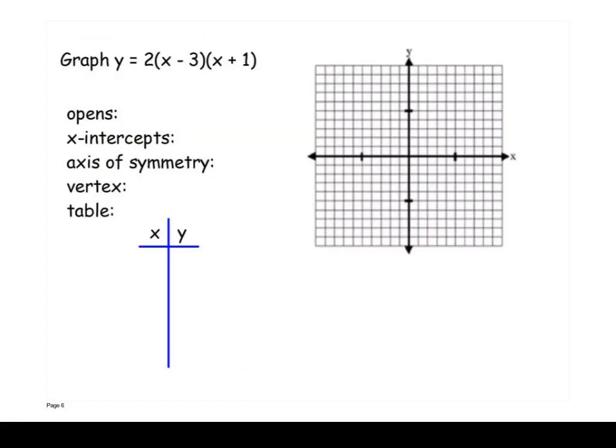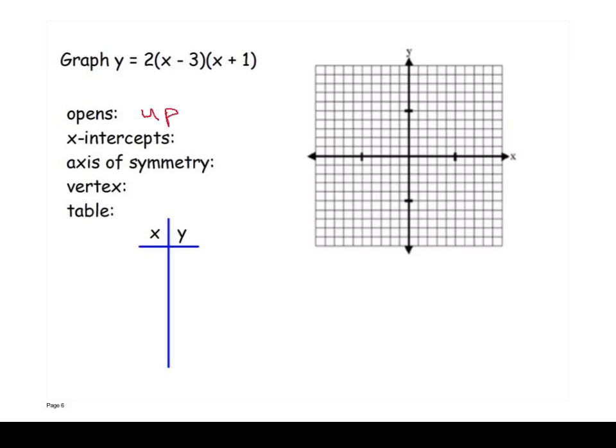So, for our first example, we are going to look at the equation y is equal to 2 times (x minus 3) times (x plus 1). Notice that our leading coefficient is equal to positive 2, so it is opening up.